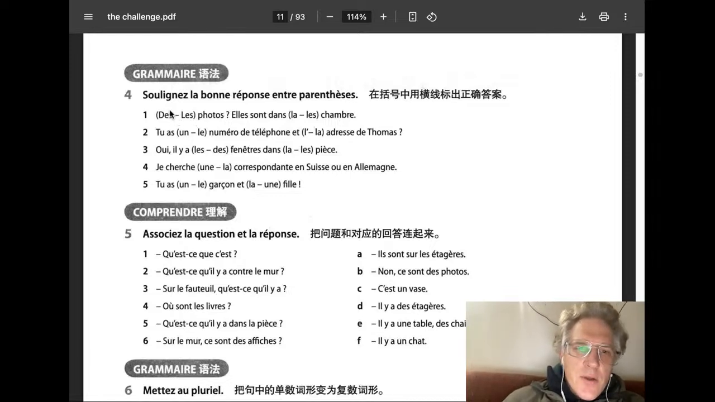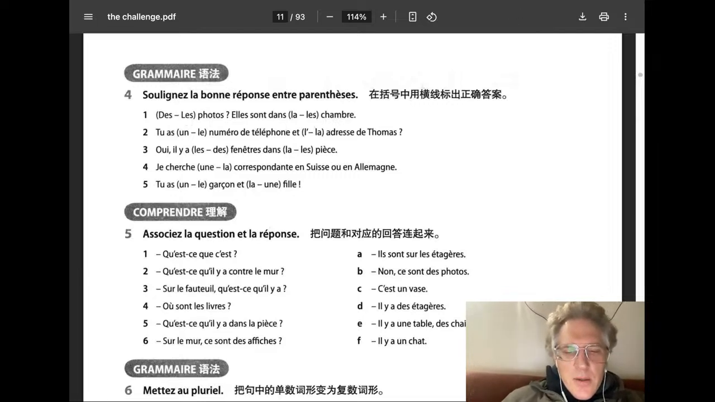So if we don't know, like des photos, some photos. So this is why I'm confused. Like the photos, elles sont dans la chambre. They are in the room. So we know we're going to use la chambre, the room. They're in the room because it's a defined room. And my argument here is that it is also the photos, les photos.